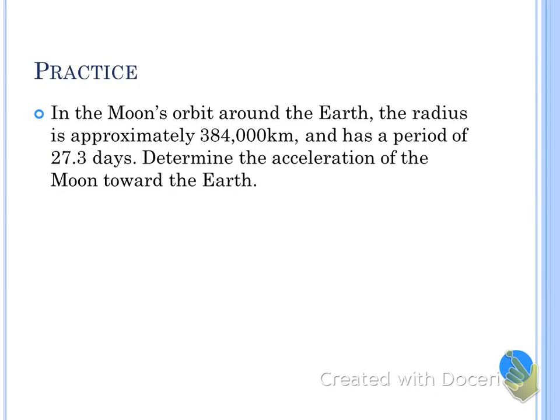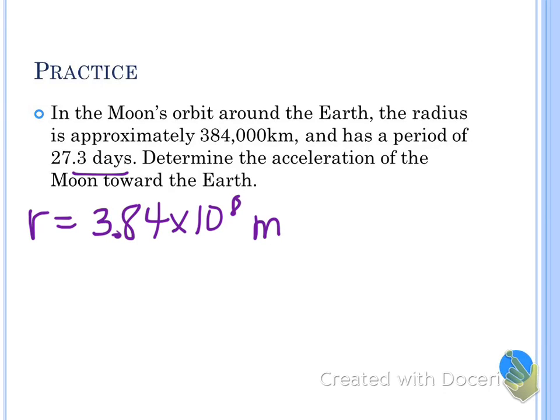What should we do to our radius here? Needs to be in meters. So right now we're at 3.84 times 10 to the 5th, which means we need to be at 3.84 times 10 to the 8th meters. Right? We should have a greater number of meters than we have of kilometers. We have a period of 27.3 days. How do we convert that?